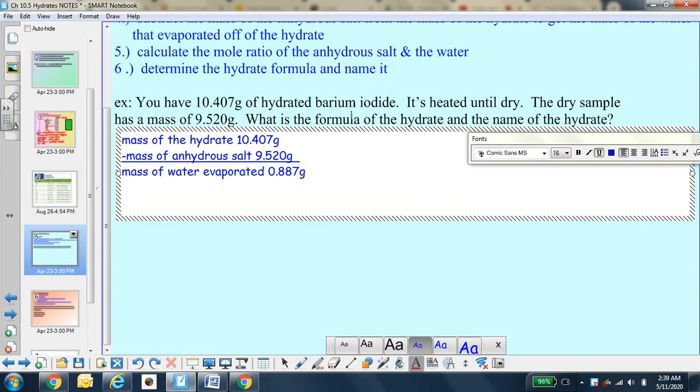So the formula for barium iodide is BaI2. And of course, water, H2O. How do I know barium iodide is BaI2? Because barium has a positive 2 charge. The iodide has a negative 1, and we would need 2 iodides to have a neutral ionic compound.